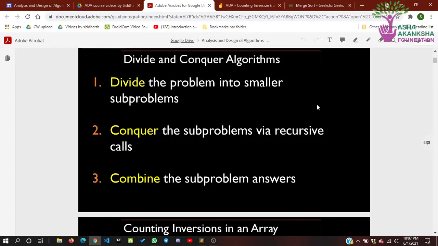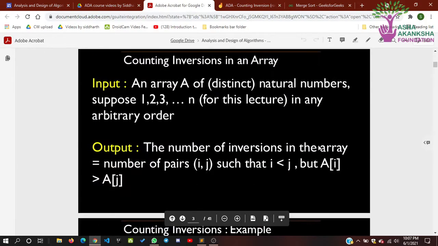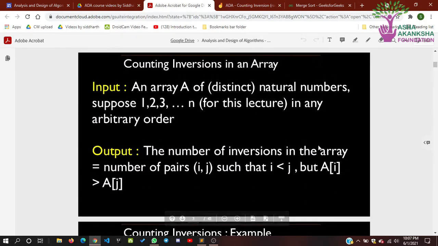Assuming that in the sub part that algorithm is working correctly and giving us the desired result, we will build upon that. Then suppose that after conquering the subproblems we get certain outputs. We just combine the outputs, and then we solve the main problem. Now, what is the counting inversion problem?